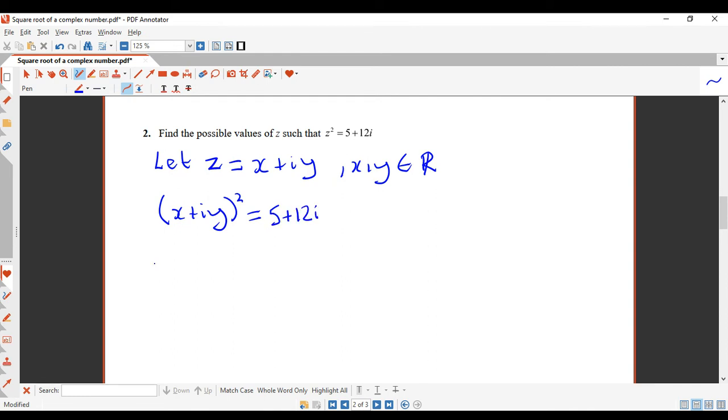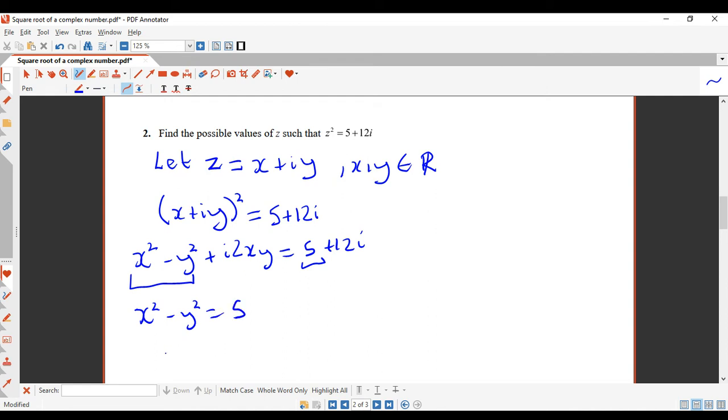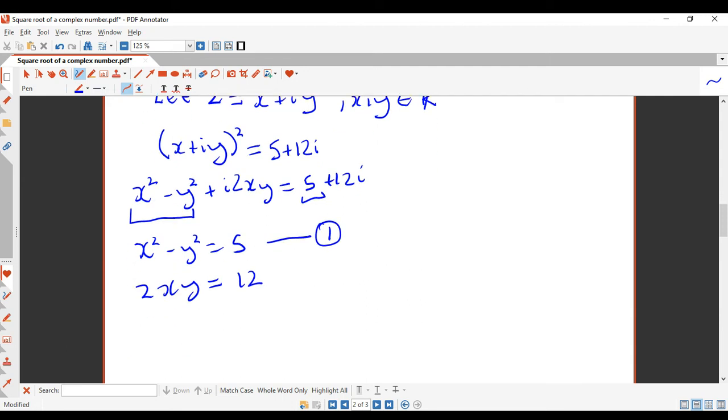Now, expanding the brackets, you're going to get x squared minus y squared plus i times 2xy is equal to 5 plus 12i. Now we're going to equate the real and imaginary parts. x squared minus y squared equals 5. That's our first equation. And then we've got 2xy is equal to 12. That's going to give you xy is equal to 6. We'll call that equation 2.